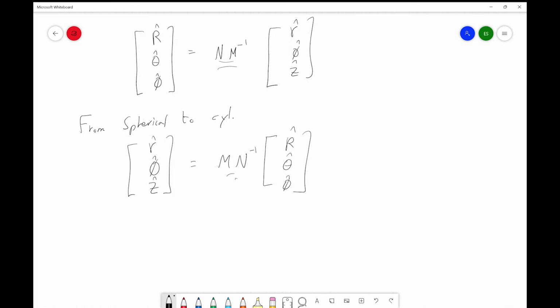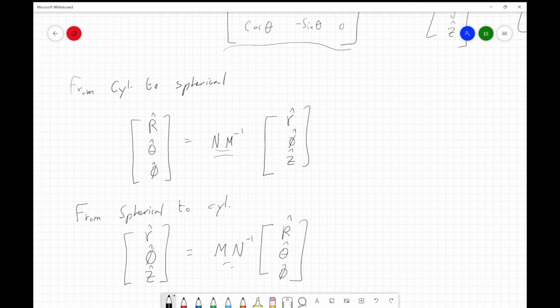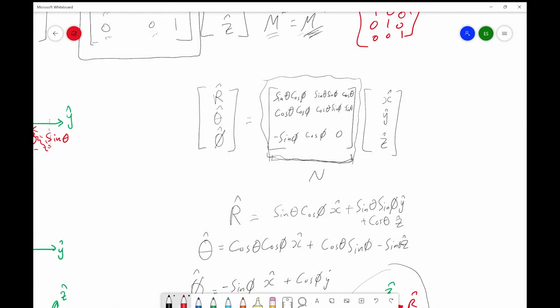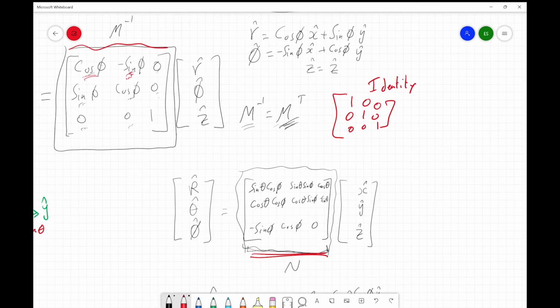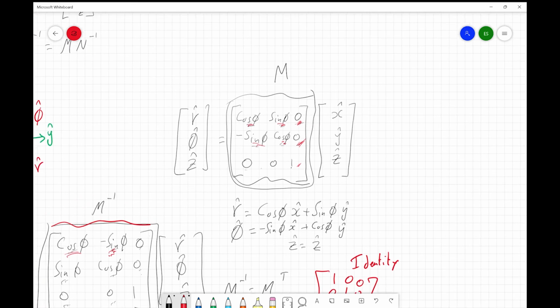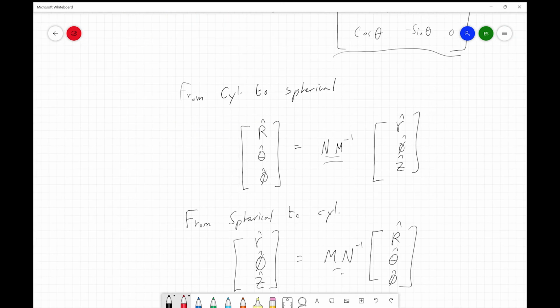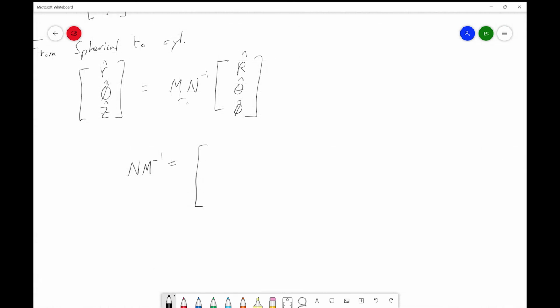So if I do this matrix multiplication, I take the matrix n, this matrix, and I multiply it by the matrix m inverse, which is this matrix, I get the transformation. So the transformation is going to be, if I do this matrix multiplication, which I hope you know how to do. If you don't yet, you have to review that. This is something you've studied in the past.